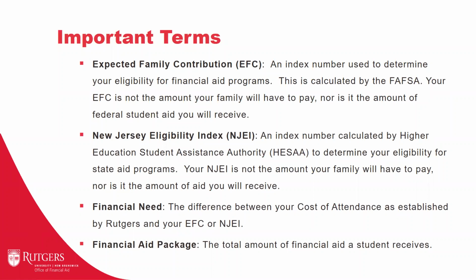Now, this number is not an amount that a family will have to pay, nor is it an amount of federal student aid the student will receive. It's basically an index number that is used to determine eligibility for financial aid grants. It will let you know if the student is eligible for the federal Pell Grant, and for subsidized or unsubsidized loans. I will also get into more details regarding the federal direct loans. This number is calculated by federal student aid, through your FAFSA.